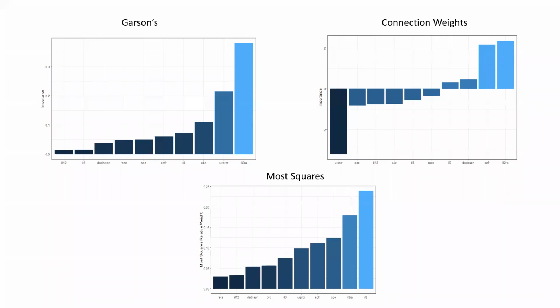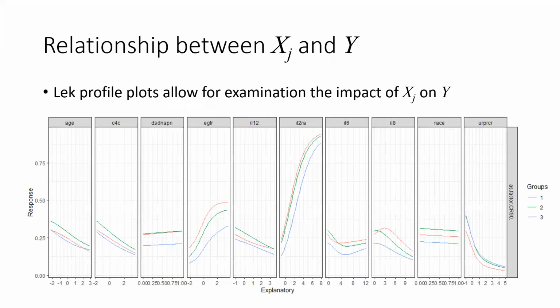Now, none of this addresses the idea of what is the actual impact of each individual predictor on our outcome. So if we think about linear regression or logistic regression, we can say something about the magnitude of that relationship and the impact. If I change that variable X, what happens to Y? We do sort of lose this in machine learning approaches, but in neural networks, they developed something called a Lek profile plot, which allows us to examine the impact of a particular feature XJ on our outcome Y.